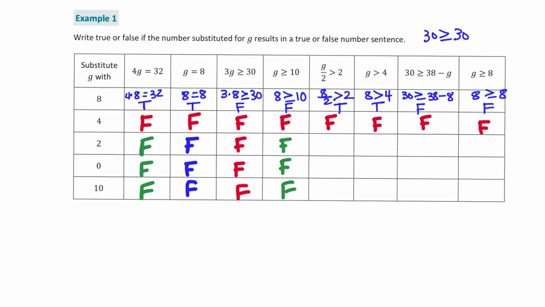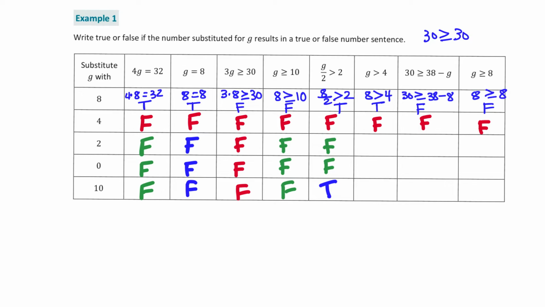So we're going to look at the answers here. We have a 4, where we said it's false. A 2 would be false. A 0 would be false. And 10 is greater than 4. So that will make the answer to be true.